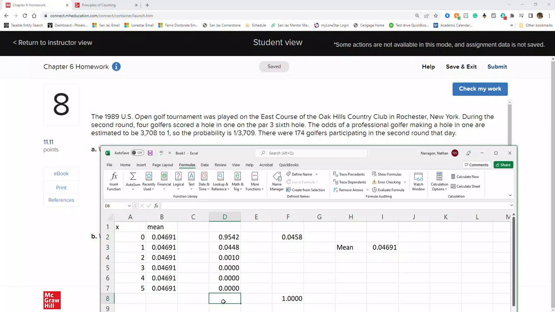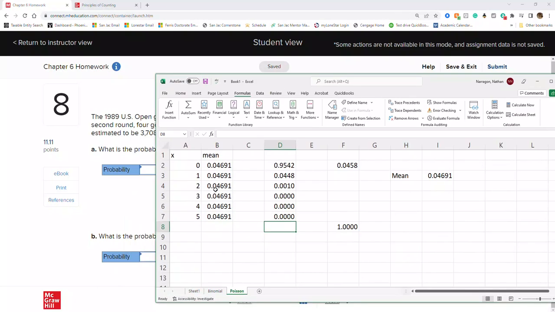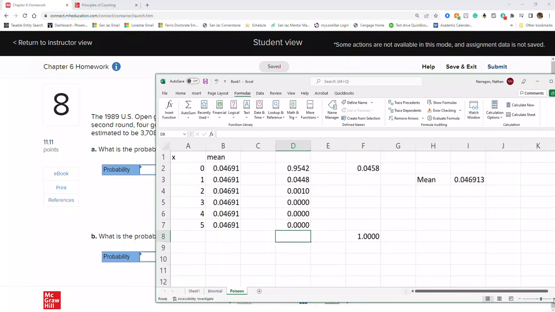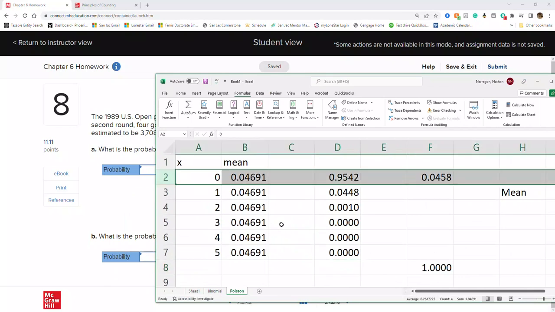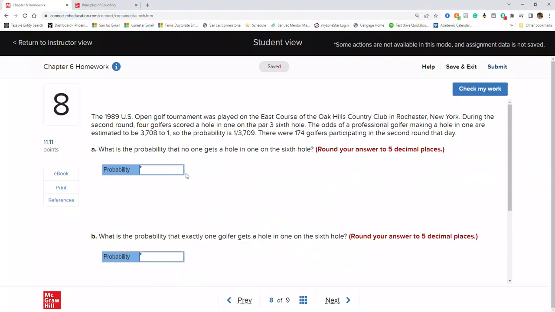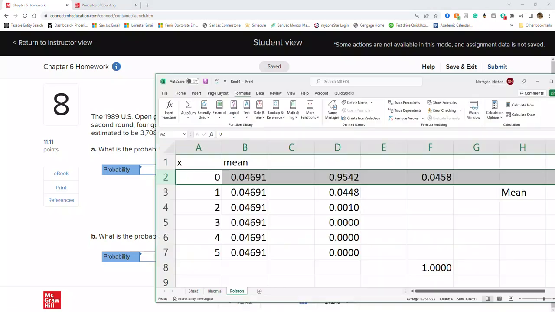And as you can see, as we slowly progress on our X, so there's many chance for multiple golfers to hit hole-in-one. Notice how quickly the distribution really goes down. So for this one, it says if no one gets it. So if no one gets it, then that percentage is 0.9542, which seems actually logical. Oh, it wants 5 decimal places, so let's go ahead and put all 5.